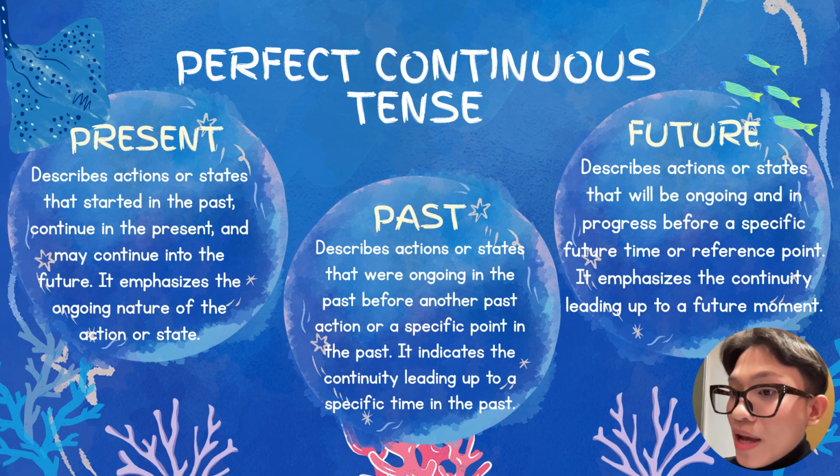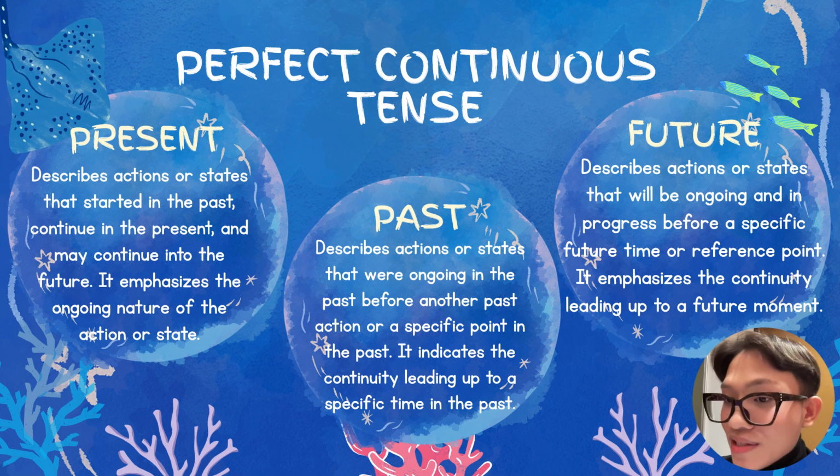The present perfect continuous tense is used to describe actions or states that began in the past, continue in the present, and may continue into the future. It emphasizes the ongoing nature of the action or state. Next, the past perfect continuous tense is used to describe actions or states that were ongoing in the past before another past action or a specific point in time. It highlights the continuity leading up to a particular moment in the past.